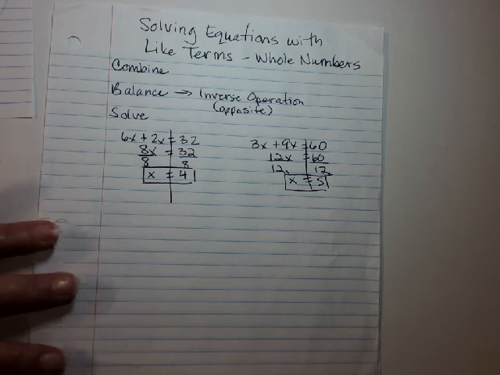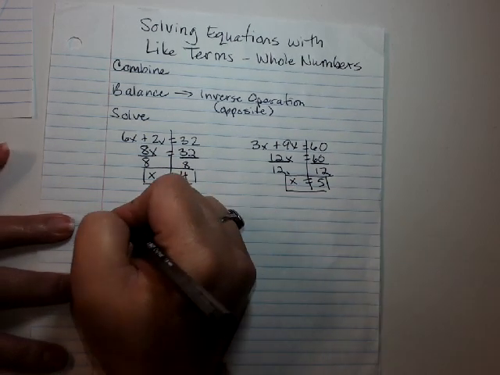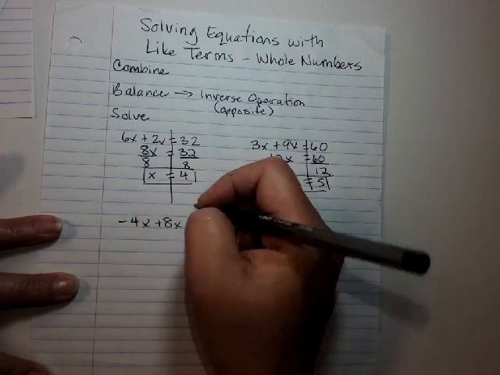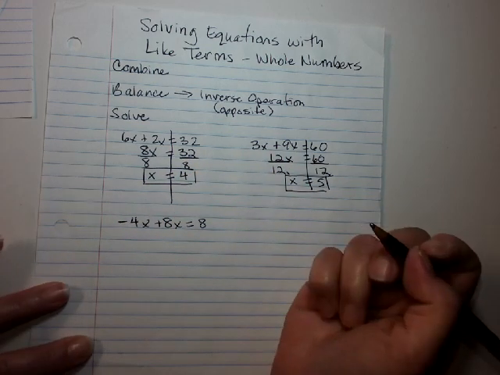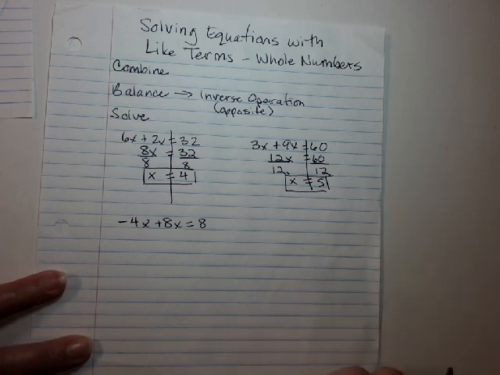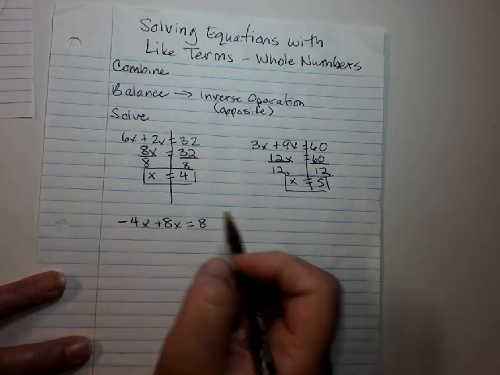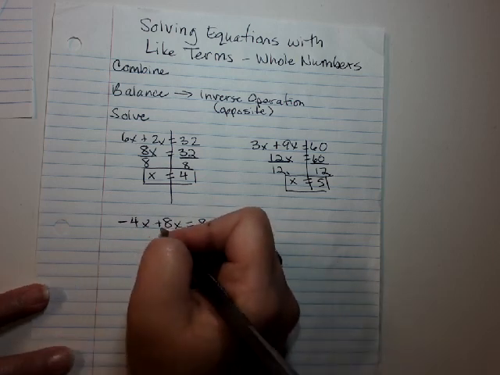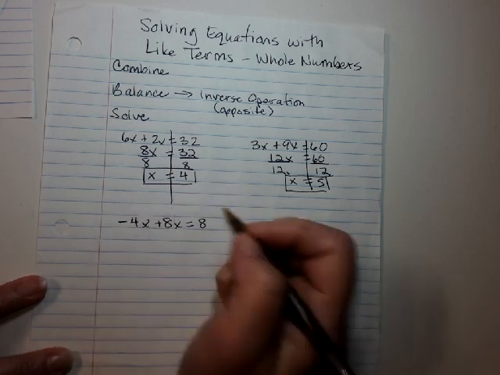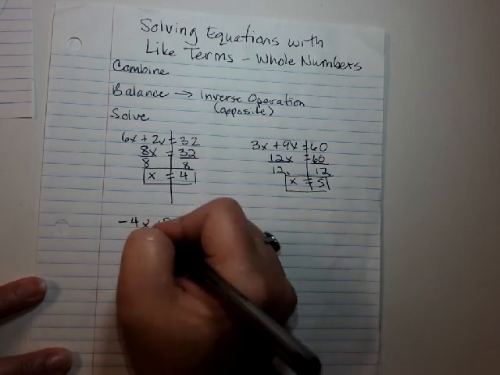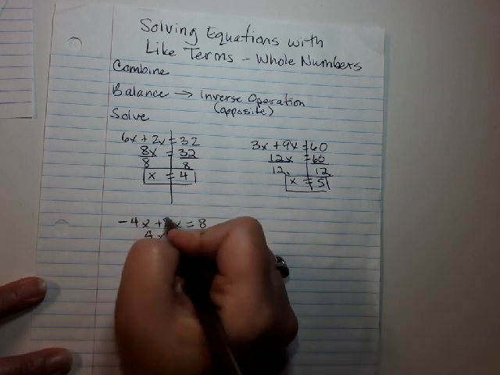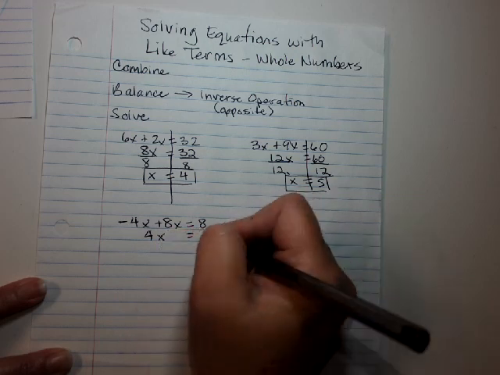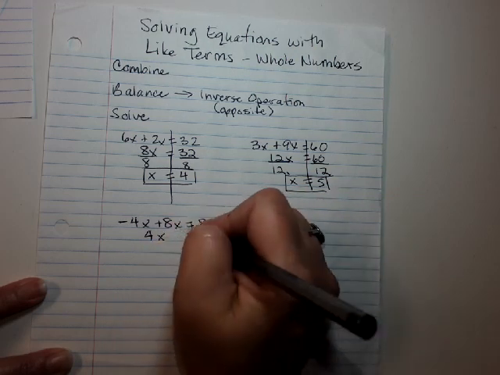Now, let's do one that has a negative in it. We can do negative 4x plus 8x equals 8. So I'm going to look again at combining my like terms. I have a negative 4x plus 8x, and negative 4 plus 8, we have different signs. 8 minus 4 is going to be 4x, and 8 is greater, so it's positive. This is going to be a positive 4. And I still have on the other side my 8.